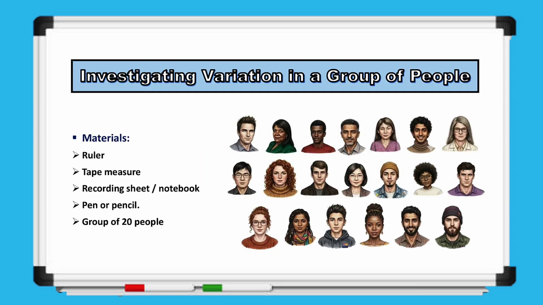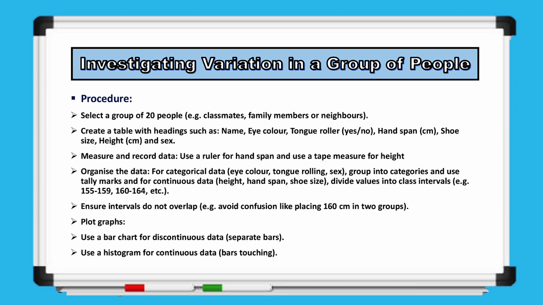of values. To carry out this investigation, we need simple materials such as a ruler for measuring hand span, a tape measure for height, a recording sheet or notebook to write the data, and a pen or pencil. We also need a group of 20 people, such as classmates, family members, or neighbors. We begin the procedure by selecting our group of people.